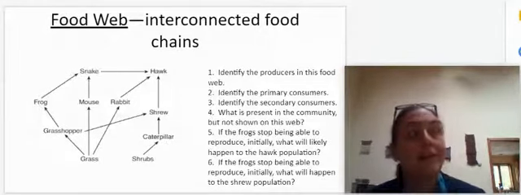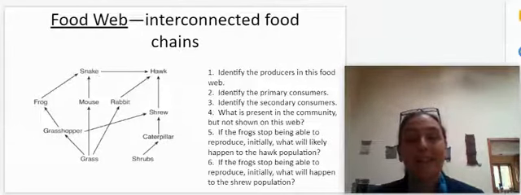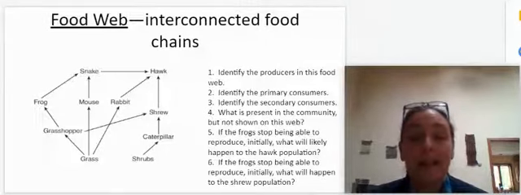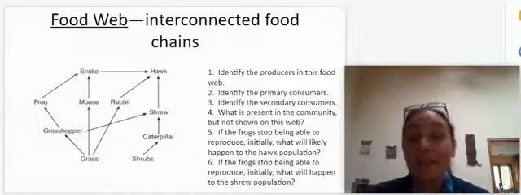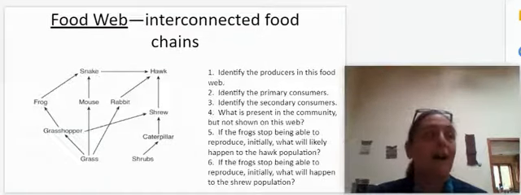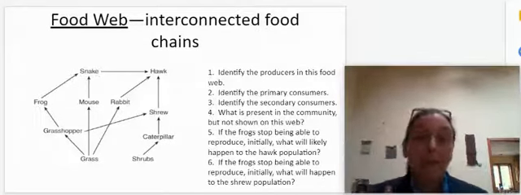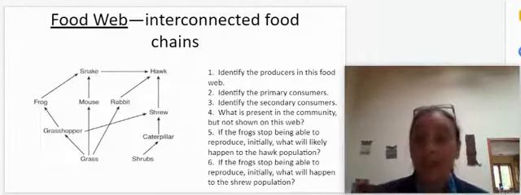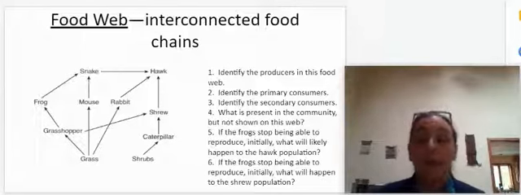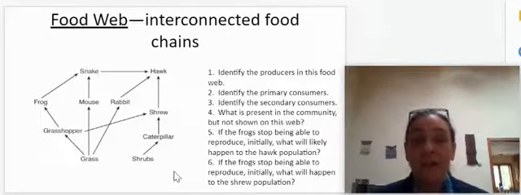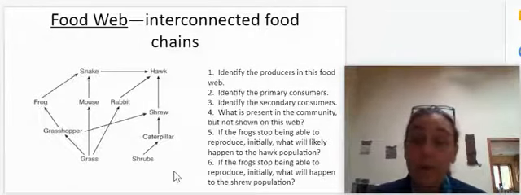Now, the world is not as simple as a food chain, and a mouse may be eaten by a snake today, but if it's not eaten by the snake today, it might be eaten by a hawk tomorrow. And so while there is a very specific pathway that the atoms and energy actually move, that can have varied possible routes through an ecosystem. And we show that with a food web.